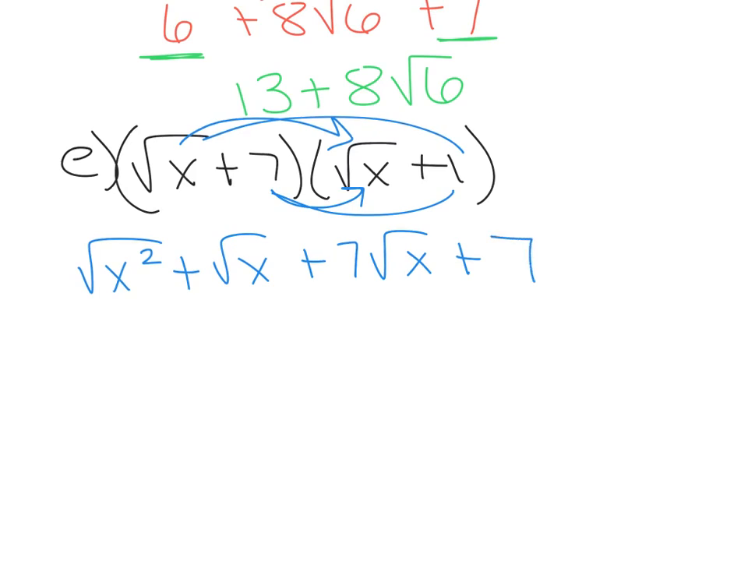Do we have anything that will simplify? Of course we do. The square root of x squared is x. So we're just going to call that x. These are like radicals because they both have the square root of x, and don't forget this one has a 1, so 1 plus 7 is 8. So this is 8 square root of x, and then down here at the end we have a plus 7. Are any of these like terms? It doesn't look like any of these are like terms, so we're done here. This will be your final answer.